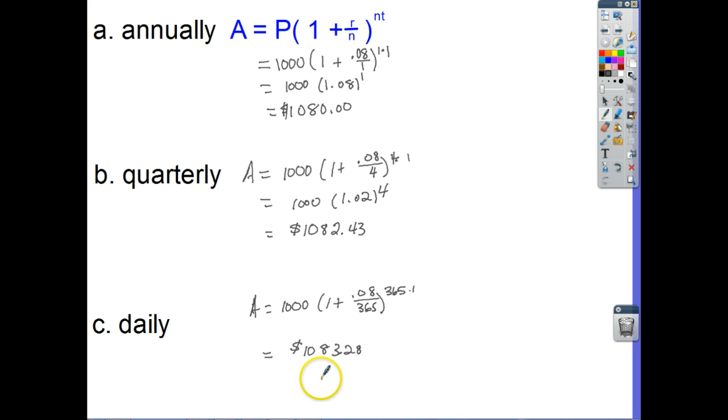So if you had your choice of when it's compounded, as you can see, the more times it's compounded, the more interest that you earn. And if we're talking about really large sums of money, those differences, although they seem to be minute with $1,000, if you're dealing with millions and billions, why then this is really significant. Okay, here's one for you to try.